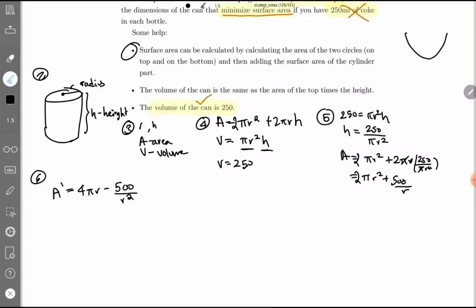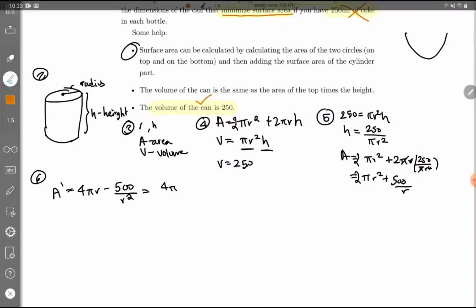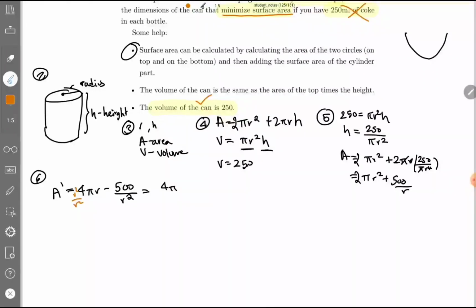And so technically we can actually move this into one formula if we wanted. 4 pi r. So here I can multiply by r squared over r squared to get 4 pi r cubed minus 500 over r squared.